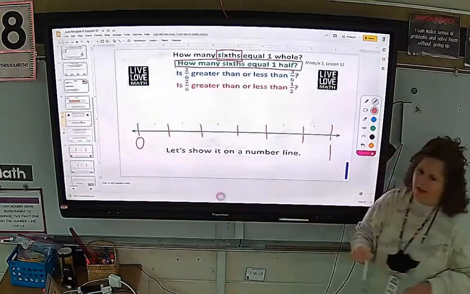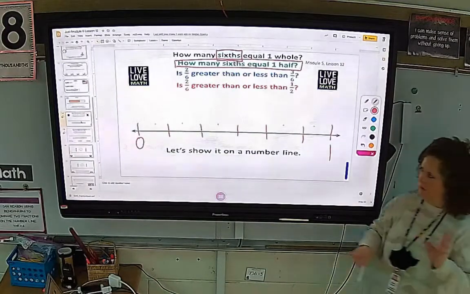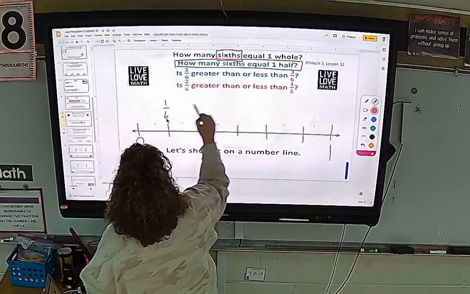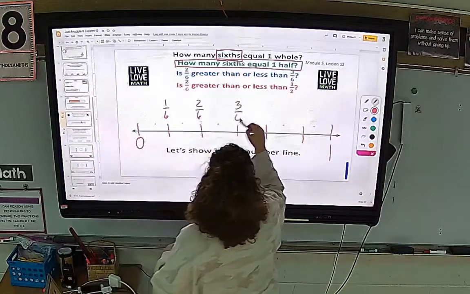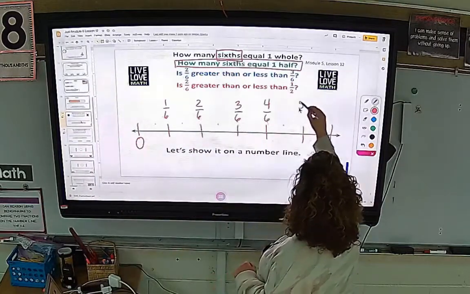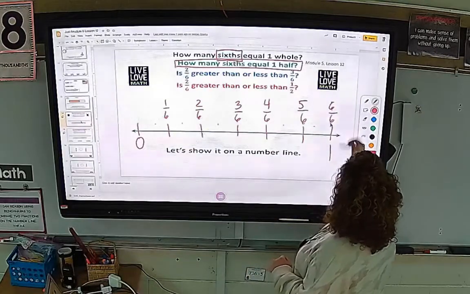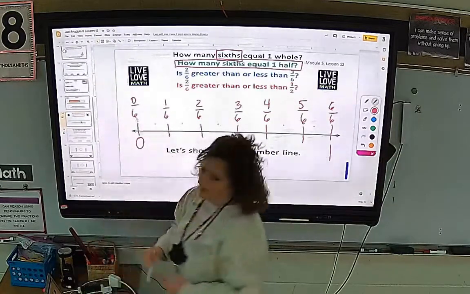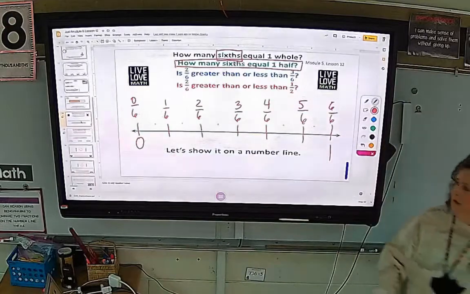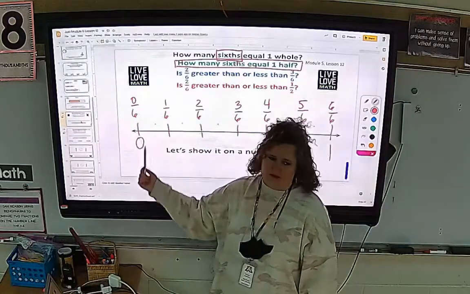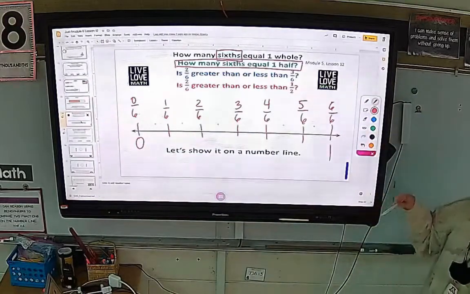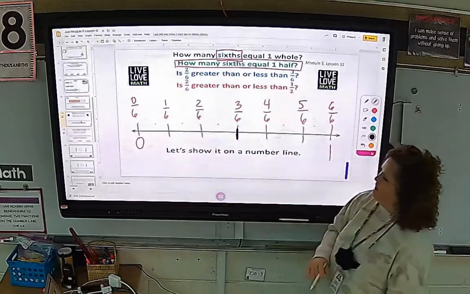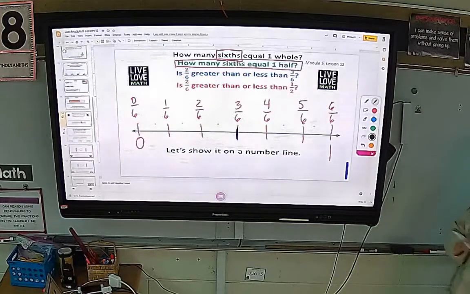How many sixths equals 1/2? Will, what would you say? If this is 0, then this is 1/6, 2/6, 3/6, 4/6, 5/6, and 6/6, which is also equal to 1. I know some people want to do 0/6. If that makes you more comfortable, you can do that. Some people just automatically think 0/6 means I have nothing at 0. Will is telling us that right here is our halfway point. 3 of these need to equal 1/2.